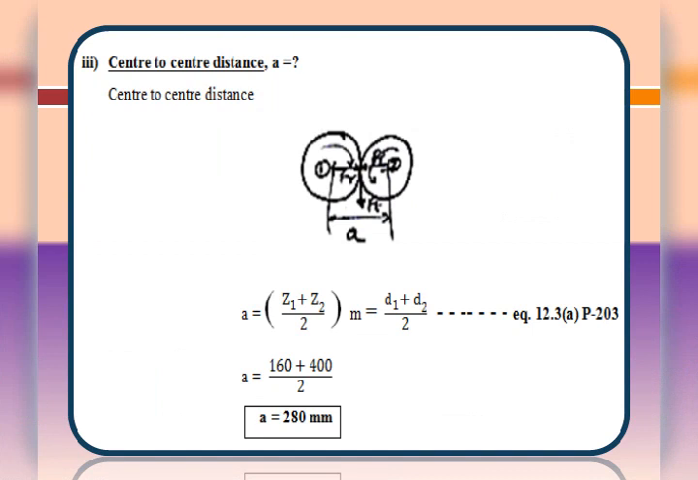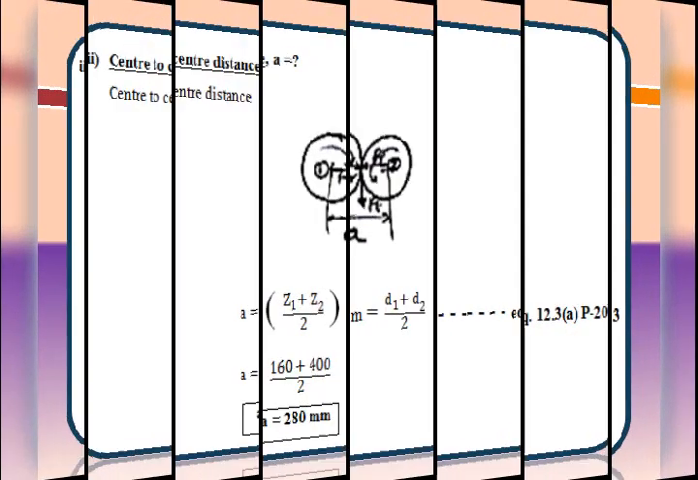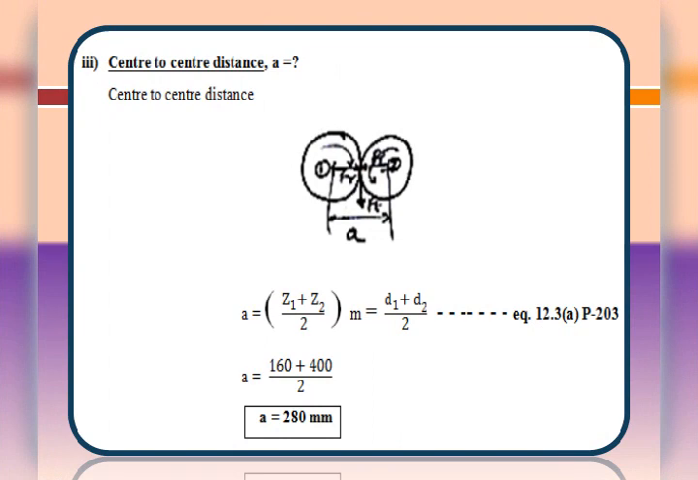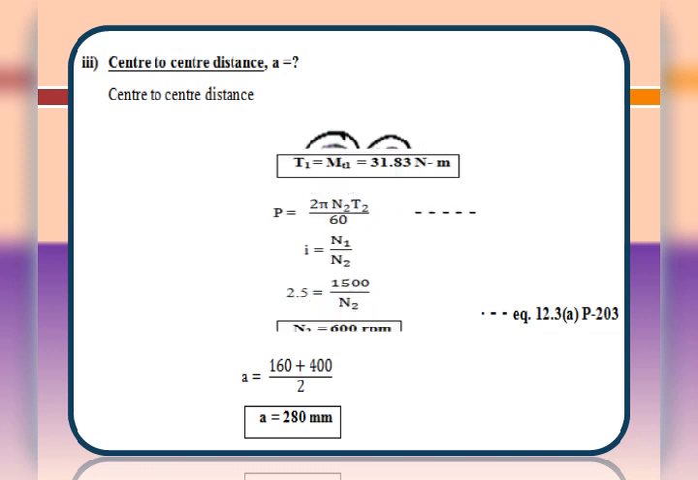So that is given in equation number 12.3a, page number 203. A is equal to center distance, that is equal to (Z1 plus Z2) by 2 into m, or (D1 plus D2) by 2. So here pitch circle diameters, as we now calculated, D1 is equal to 160 and D2 is equal to 400. We'll substitute, and we are getting the value of center to center distance A is equal to (160 plus 400) divided by 2, or 560 divided by 2, or 280 mm.